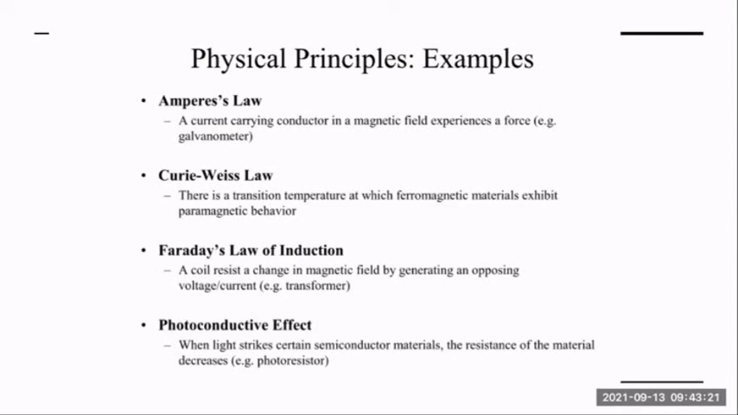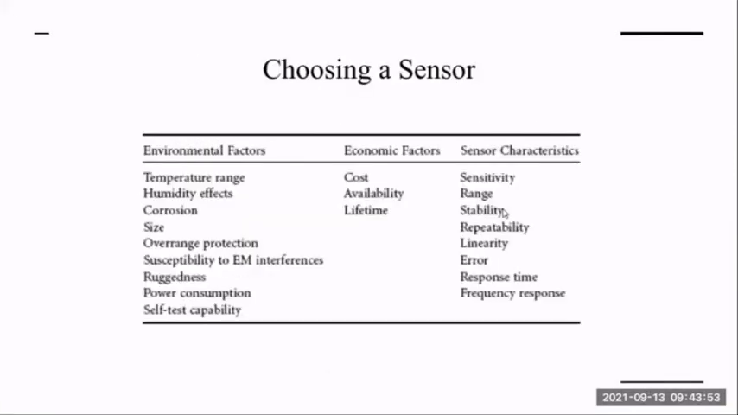Right? Faraday's law of induction. A coil resists a change in magnetic field by generating an opposing voltage or current. Right? So this is usually used to measure or to detect magnetic fields. Used to detect metals, I think. And then the photoconductive effect. When light strikes a certain semiconductor material, the resistance of the material changes. Example is a photoresistor.